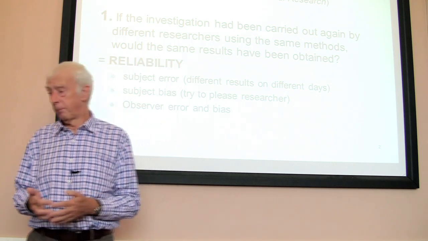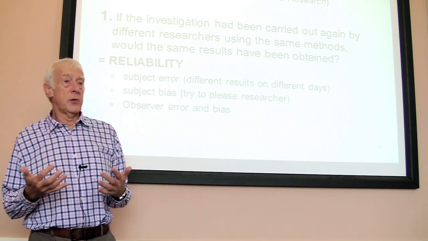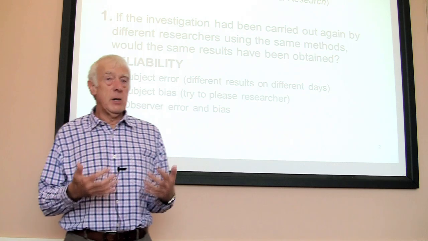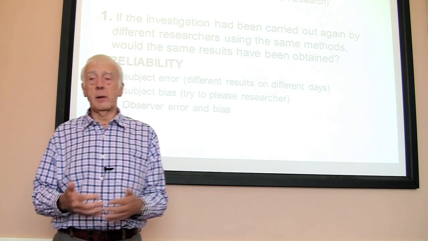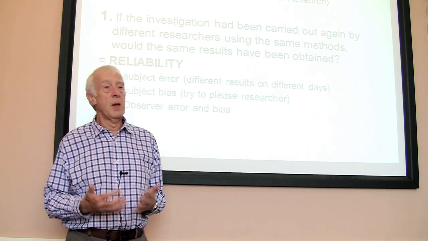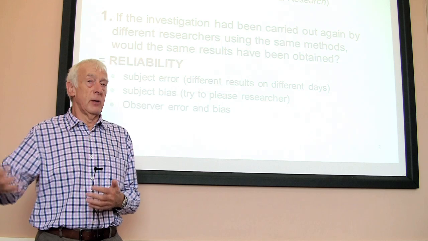That's called subject error. Subject bias is where the results are changed because the people you're doing the research on, the participants or the subjects of your research, actually change their answers to match up with whoever's doing the research.